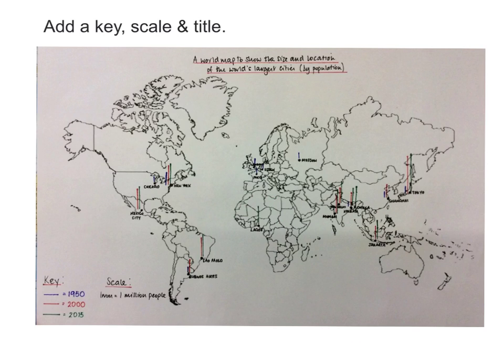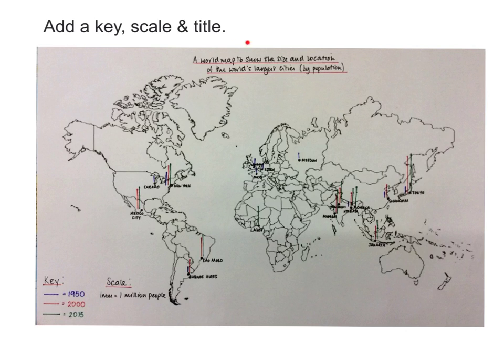The final thing to do is to include a key so that I know what the colours mean. So I've simply just drawn a blue, red and green line and written the appropriate year alongside. And then also I need to include the scale. So the scale there is 1 millimetre is equal to 1 million people.